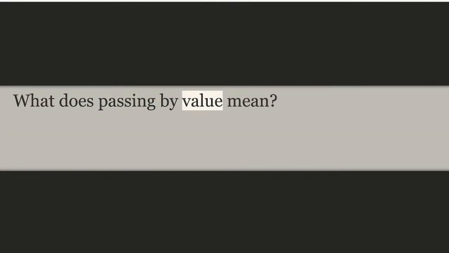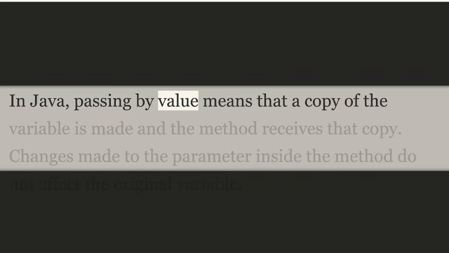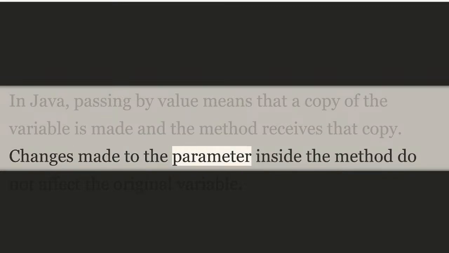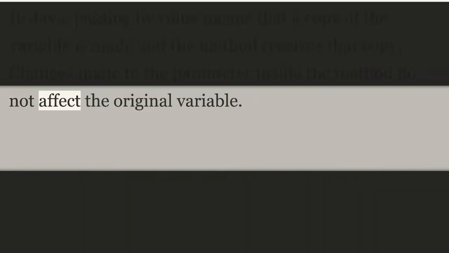What does passing by value mean? In Java, passing by value means that a copy of the variable is made and the method receives that copy. Changes made to the parameter inside the method do not affect the original variable.